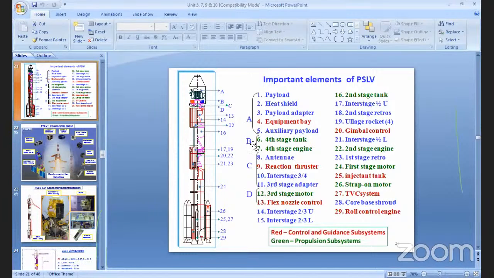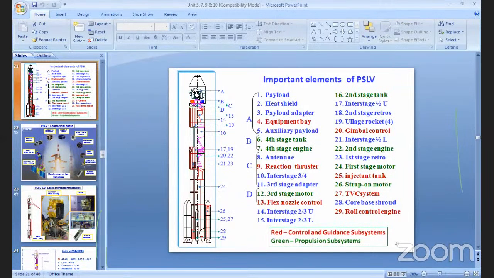Then again, if you see the internal structure of the same in PSLV, it is categorized as A, B, C, D. Just look at A. It is divided into 5 parts. One is the payload, which is here in this chamber, and the heat shield will also be there.